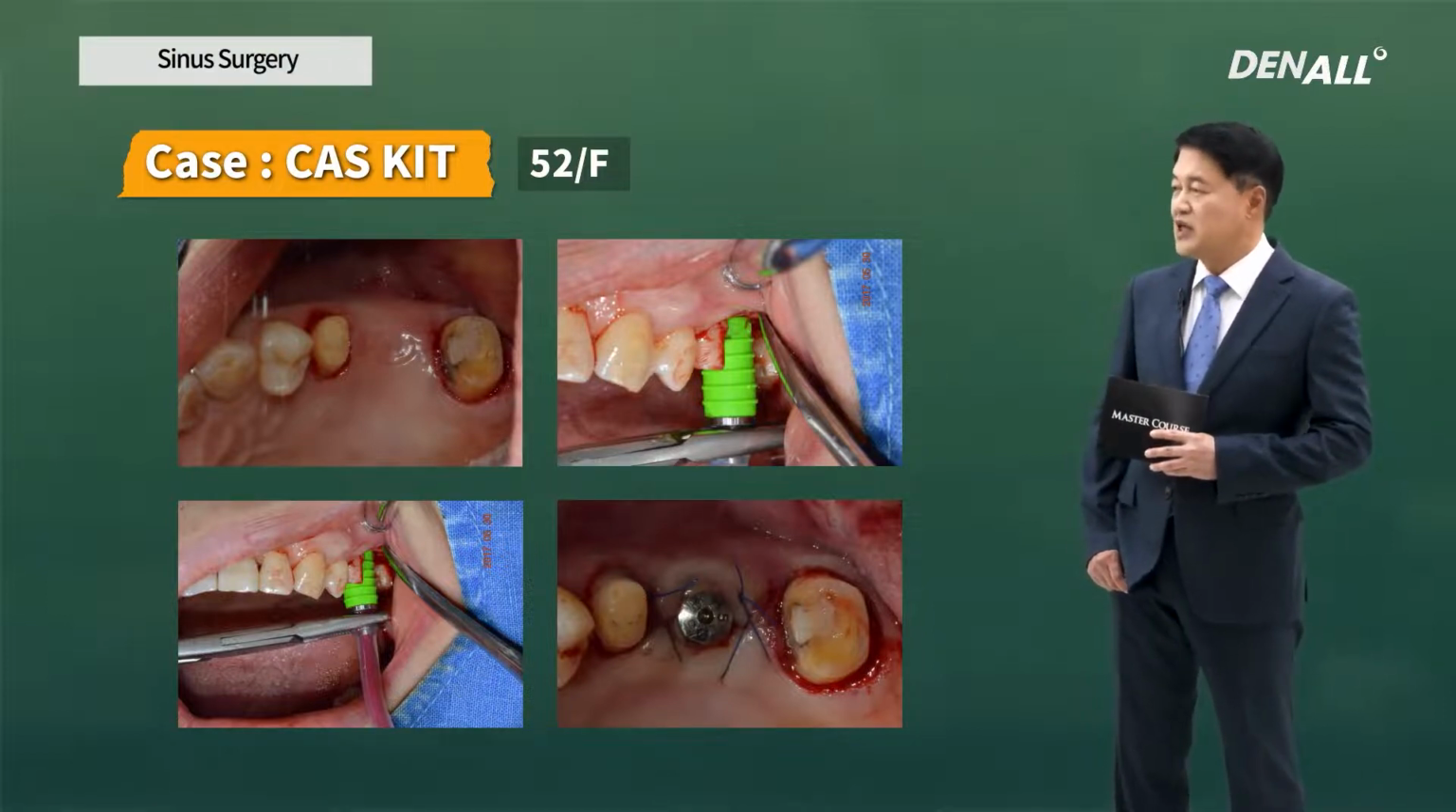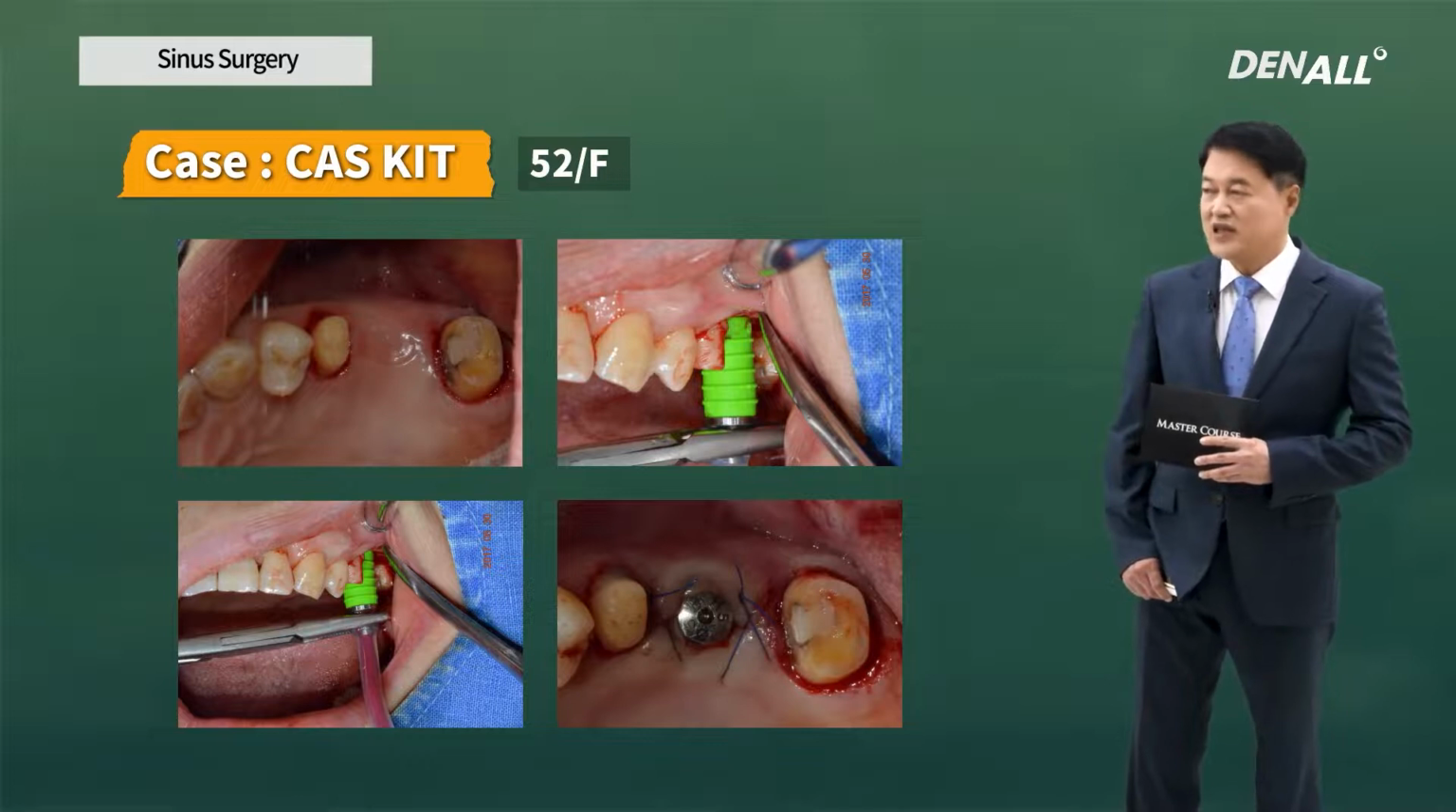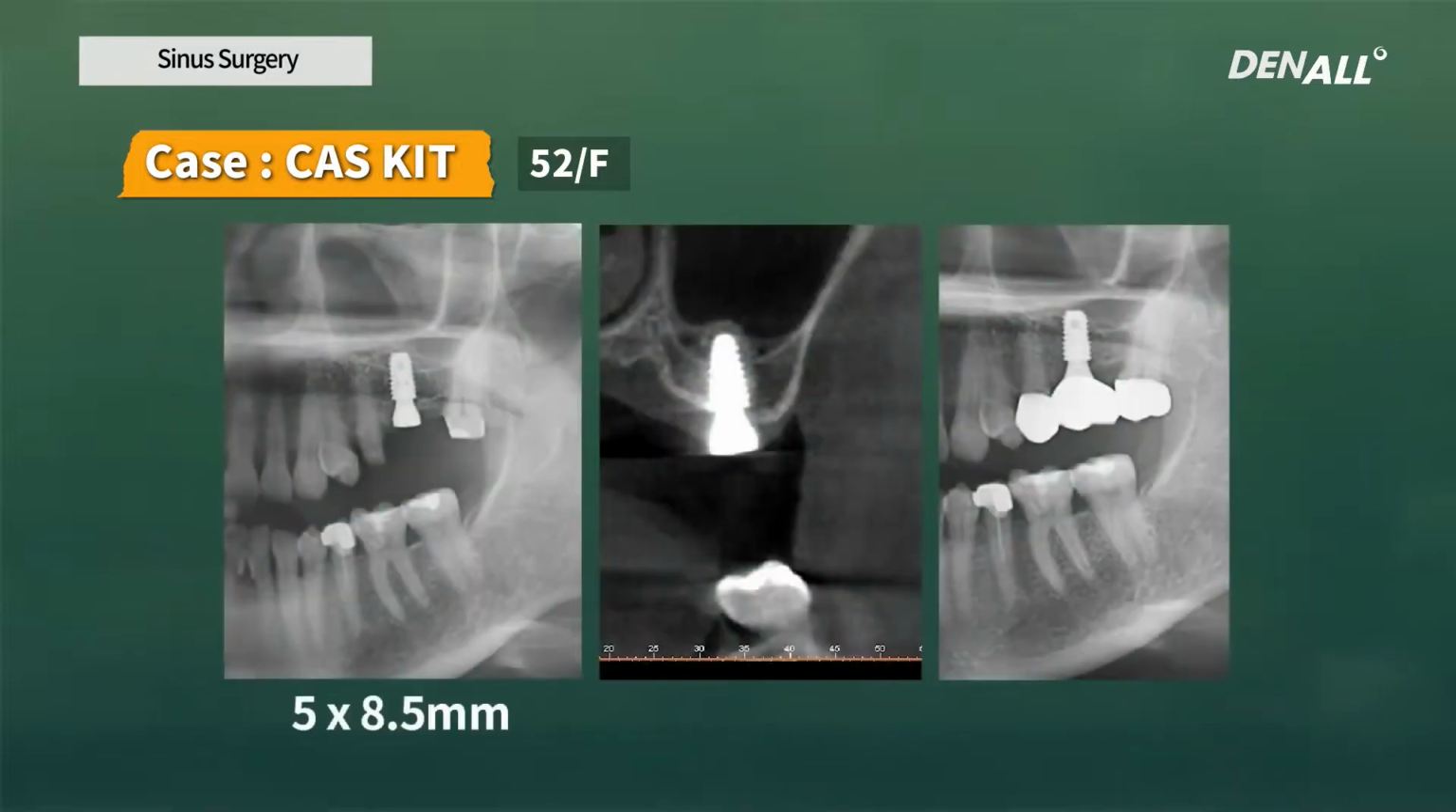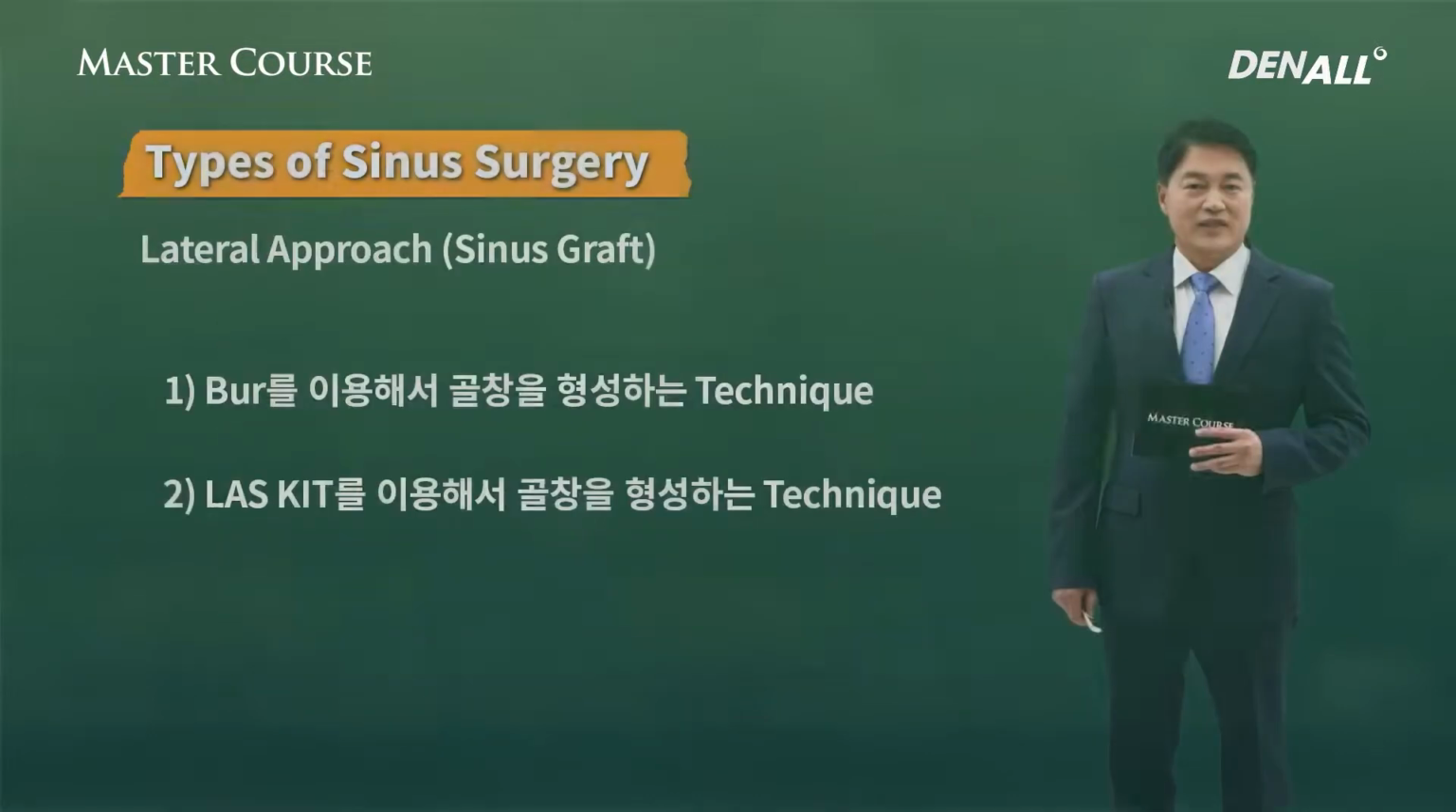Bone graft was done, and then implant was placed. If you look at the X-ray, a 5 by 8.5 millimeter implant was placed. The lift was not sufficient, however, but it's still okay, and a bone graft was done and implant was placed, and the prosthesis was delivered without any issue.